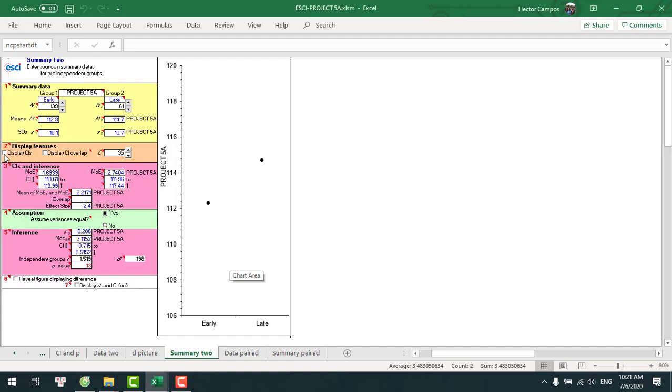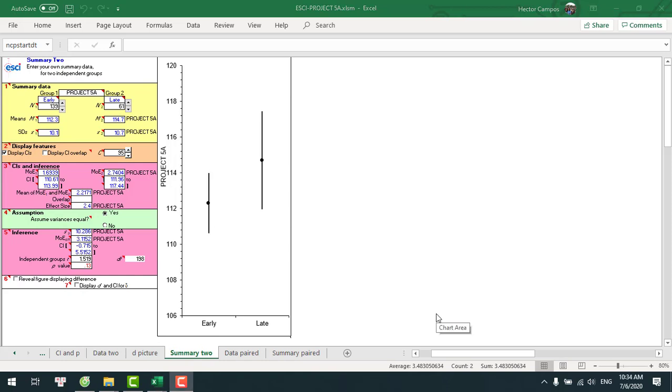You can see here the confidence intervals in the chart. The confidence interval for Group 1 extends from approximately 110.61 to 113.99. For Group 2, it goes from 111.96 to 117.44. So these are the confidence intervals for the data that we got.